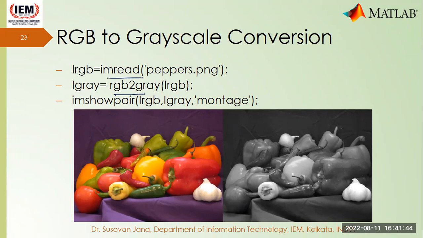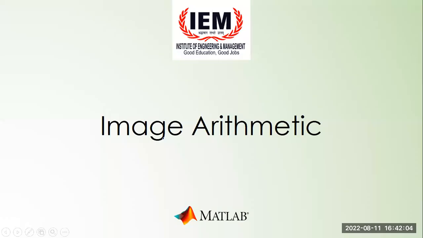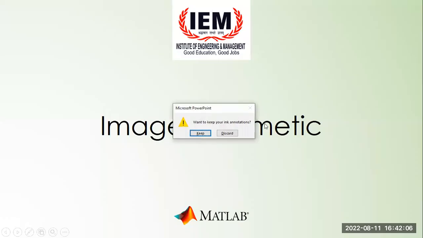First you read one RGB image, and you provide that image in your function rgb2gray, and you will see the result in grayscale. So I have displayed two images using the imshowpair function. The first image is the RGB image, then gray. Now let me display it in MATLAB.